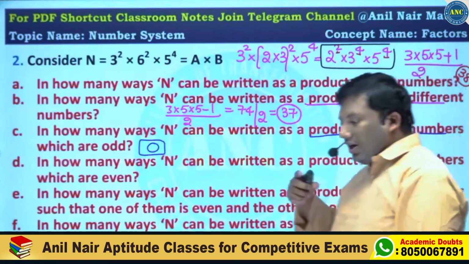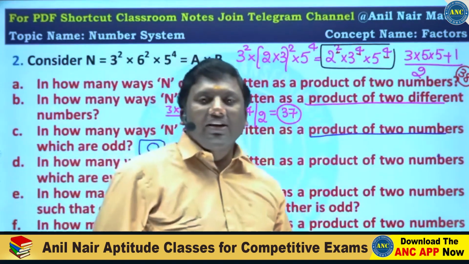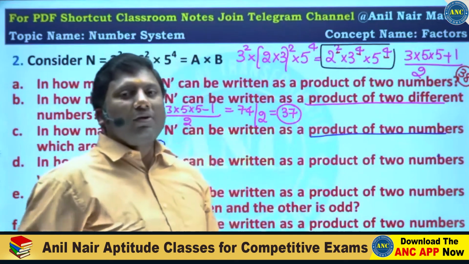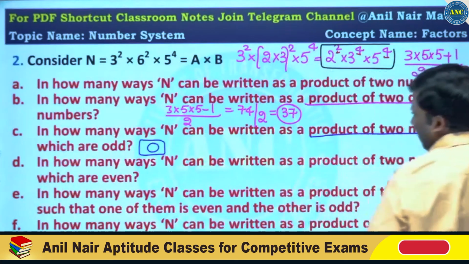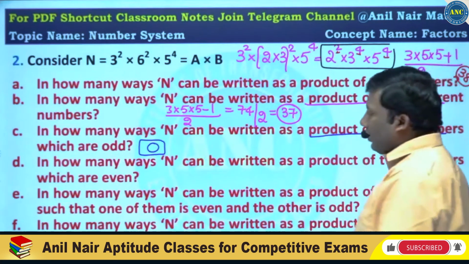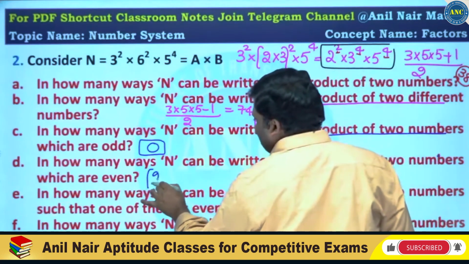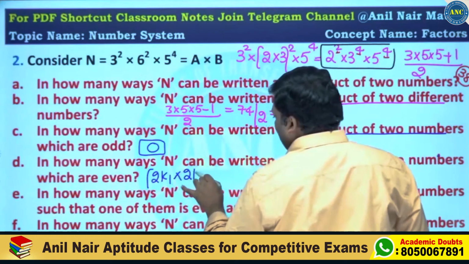Why? Because if two numbers are odd, odd into odd, I will get an odd number. But the given number in the question is an even number. So it is 0. D: In how many ways can n be written as a product of two numbers which are even? Even numbers means the first will become 2k1 and the next number will become 2k2.